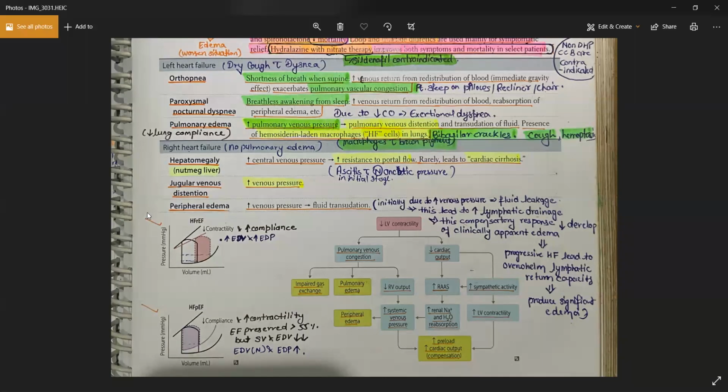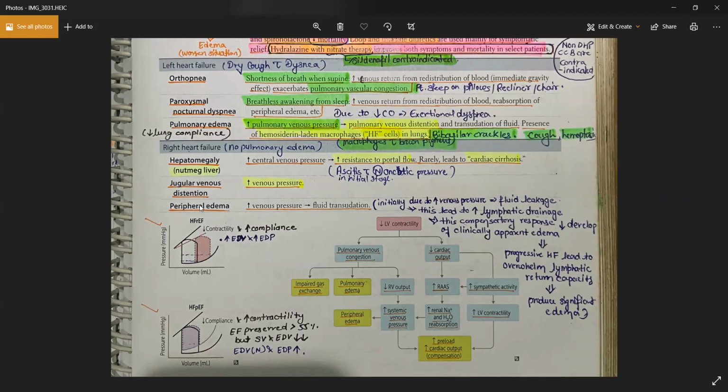Now, initially, when all these symptoms are not happening, you have the lymphatic drainage increased. All the blood will be leaking from the vessels, but all this fluid which is leaking from the vessels will be drained by the lymph vessels. So you won't get any symptoms. Only when the lymphatic system has failed or is overcome by the leakage of this fluid, only then will you develop all these symptoms. Very important to know.